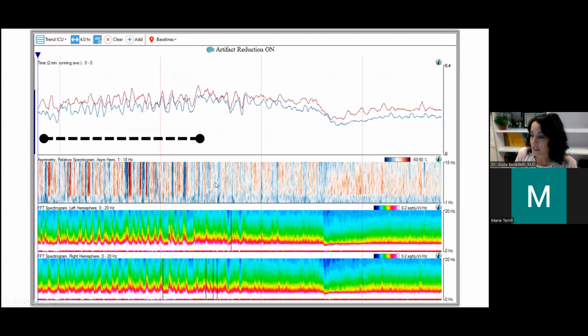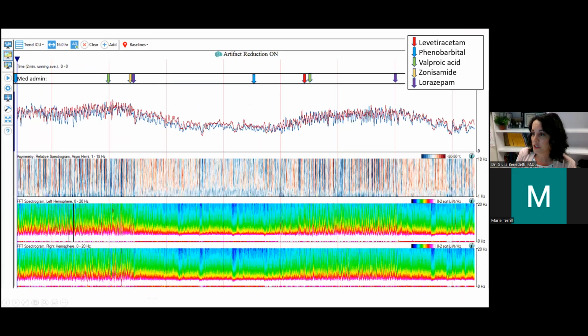And this was just another day showing her macroperiodic oscillations on the FFT spectrogram, zooming out to 16 hours and plotting her meds. Again, it's really after the benzodiazepine, the lorazepam, that things would get better and she would clinically get better also. So this helped us know that that GABAergic mechanism was probably the way to go for her.